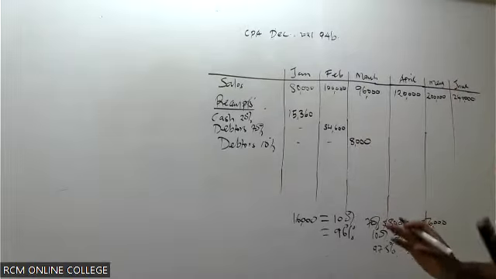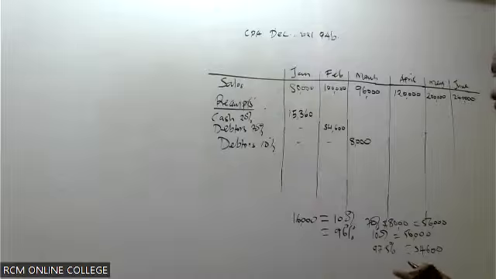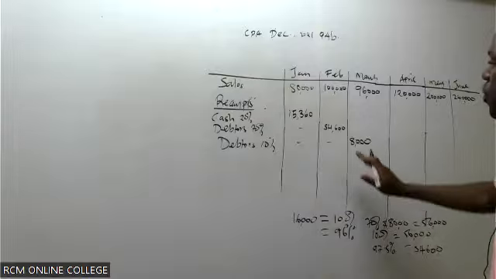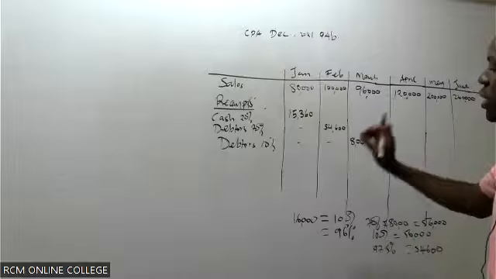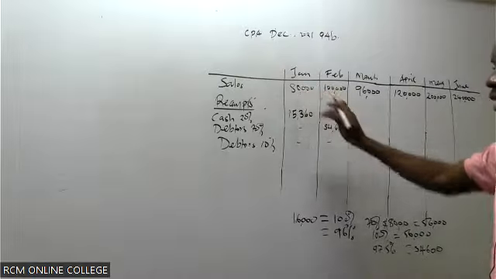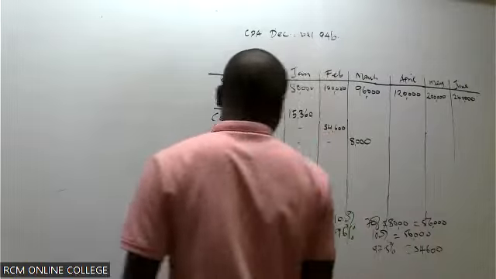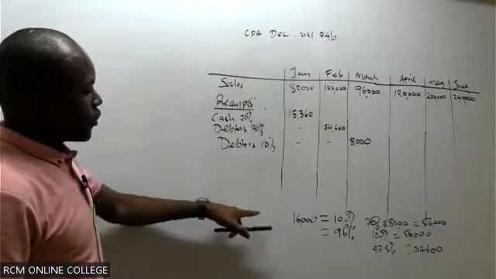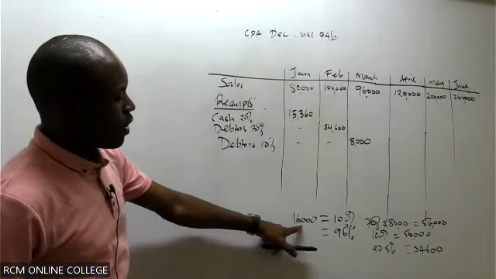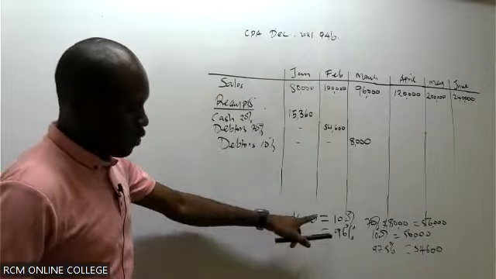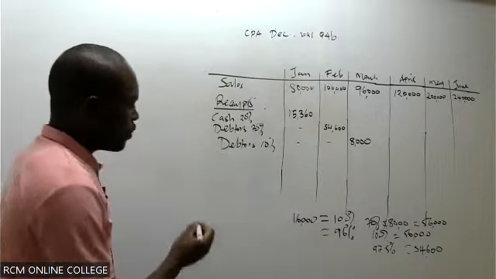Nataka tufuate vizuri tuone. I want us to follow this clearly. Then we see if all that you're going to include here will be equivalent to this 80,000. And sasa tuanze kutafuta discount. These people were supposed to pay 16,000. Walipewa discount ya 4%. Wakalipa 96. So can you give me 4%?